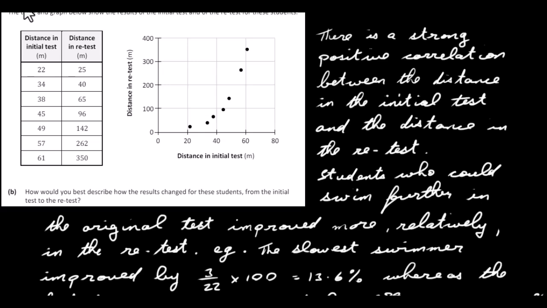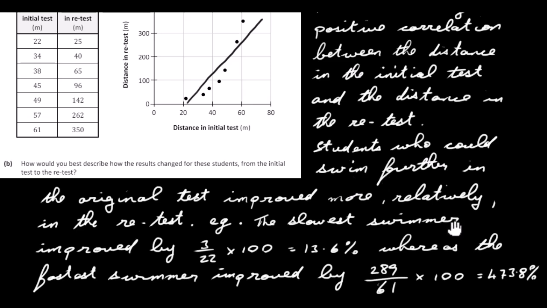So we could draw a line up through here maybe, something like that, or even like that. But anyway, there's a strong positive correlation is what I'm saying. Although it does kind of look as if it may not be linear, but let's assume that it is linear and that there is a strong positive correlation. What I'm saying is that students who could swim further in the original test improved more, relatively speaking, in the retest. So I'll give an example as well.